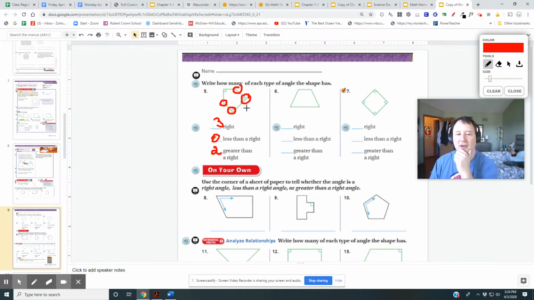This next one, I don't see any of those squares, so it has 0 right angles. This angle and this angle look like they are less than a right, so there's 2. And these two look like they are greater than a right. This one, I see all of these squares, so I know that there are 4 right angles, 0 and 0.